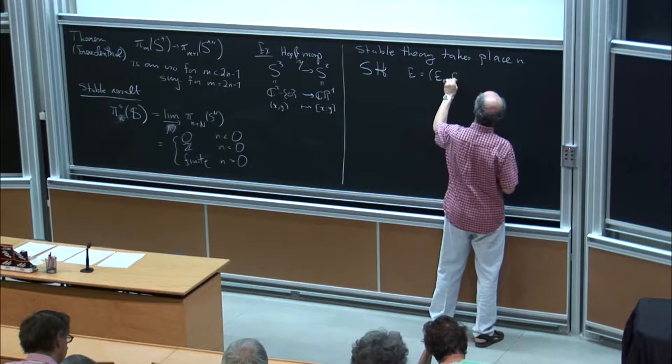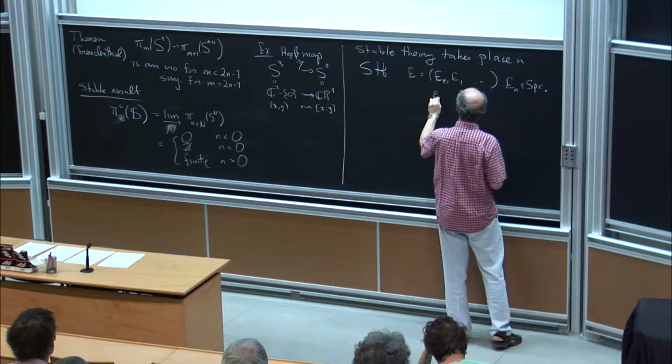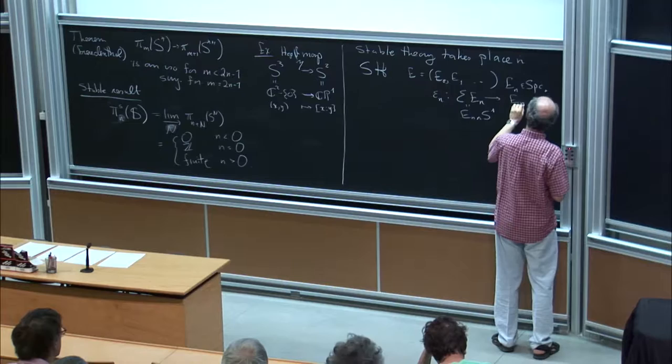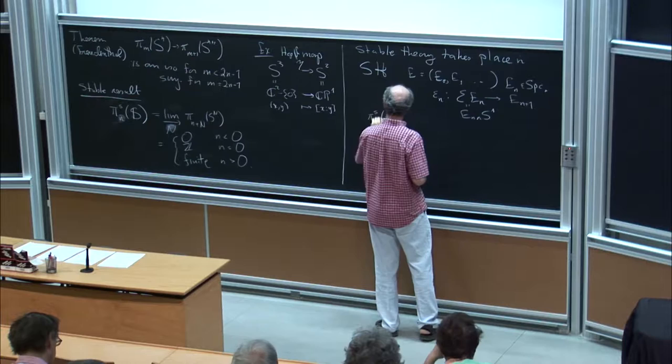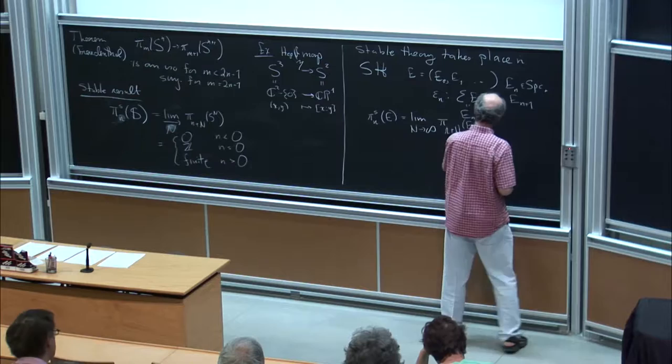So you have a sequence of pointed spaces plus bonding maps, which map the suspension from the nth guy. This is just what you get when you take E_n smash S^1 to E_{n+1}. And then you can define the stable homotopy groups of E, again, as a limit where you use these bonding maps to perform the stabilization.